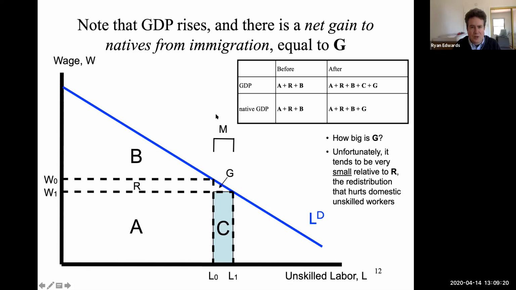So here's a chat question. Is B more like the extra gain for skilled workers? Area B is the amount that is going to skilled workers and capital initially, before immigration happens, and then after immigration happens, they get B plus R plus G. Does that help? Okay.